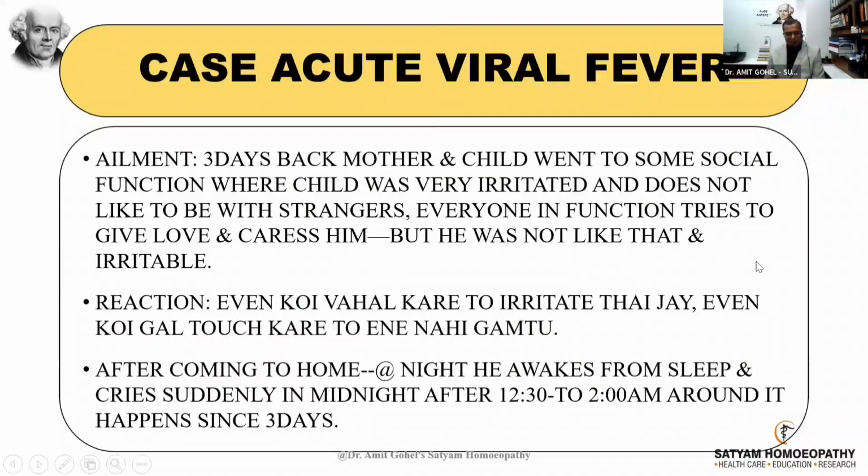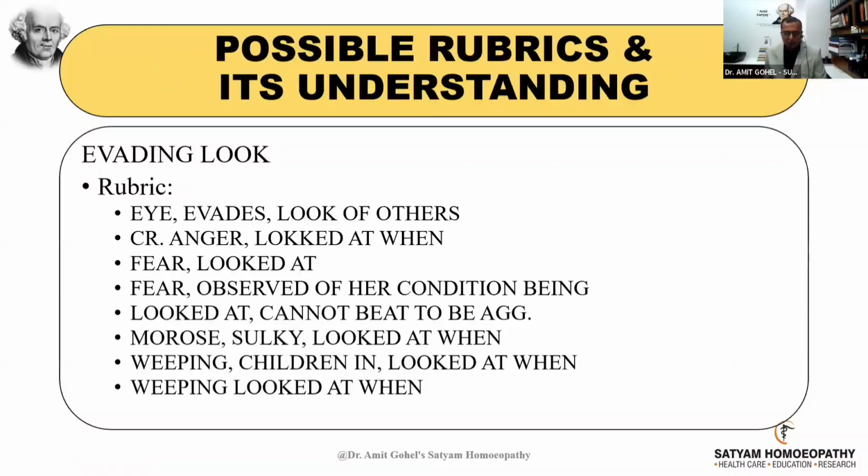So what I did is, this is evading the look. So whenever any person is evading the look, what could be the possible rubric you can think of? No, the person is not giving you affections or is evading. So what could be the possible rubric you can think of? Mood fretful, child cannot be touched or looked at, evading the look of persons. Absolutely, Gaurav. Wants to stay alone, absolutely shy, you can think of.